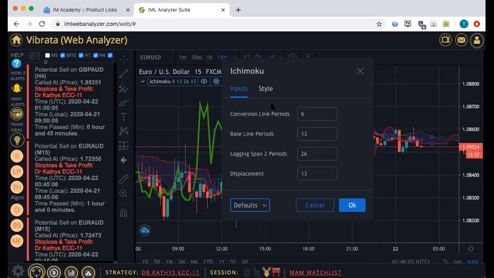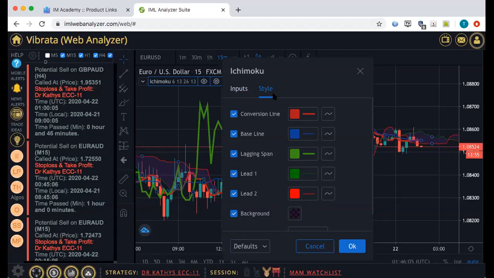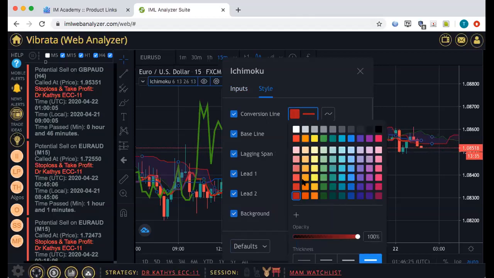Okay. Then you want to make sure that your style is correct. Oftentimes, if you're new to vibrato, these 2 colors will be changed. The baseline and the conversion line will be swapped. So if in fact your conversion line is blue, let's change it to red. So you just click inside the block and find the red color and click on it. And I also recommend, if you like, that you thicken your red line a little bit so it's easily visible for you.